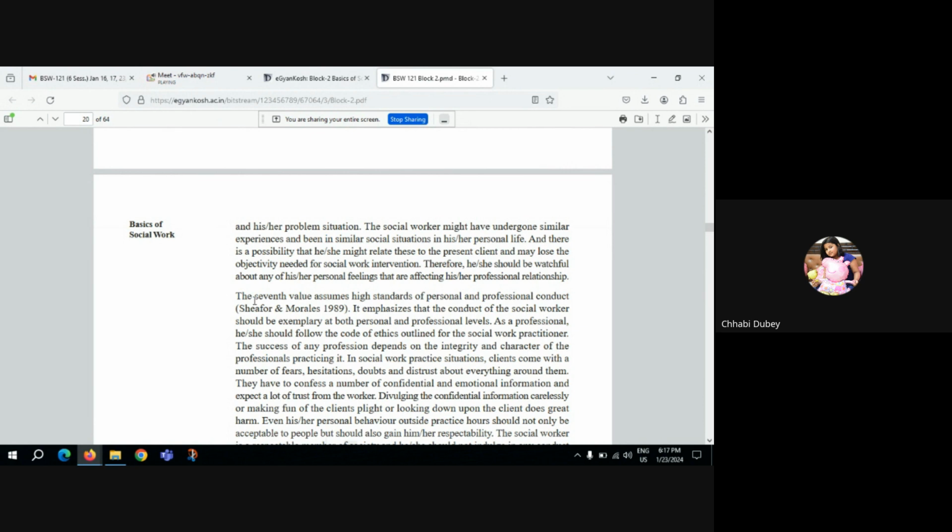Another value is assuming high standards of personal and professional conduct, which emphasizes that the conduct of the social worker should be exemplary at both personal and professional levels. So we are not just working as good professional social workers, but also as good human beings, positively contributing to the family, to the community, and to the society at large. All of these things we have to understand.